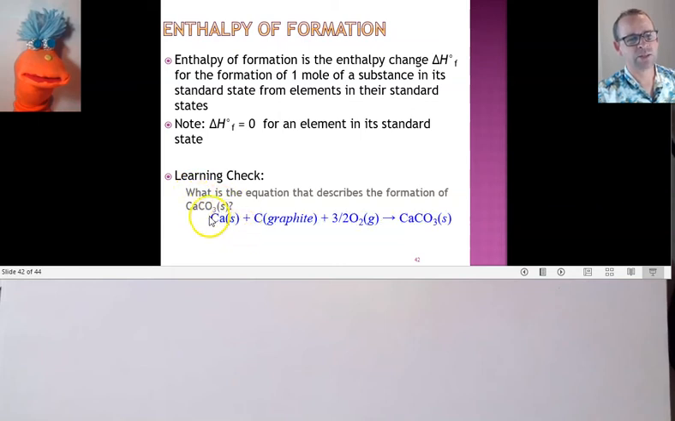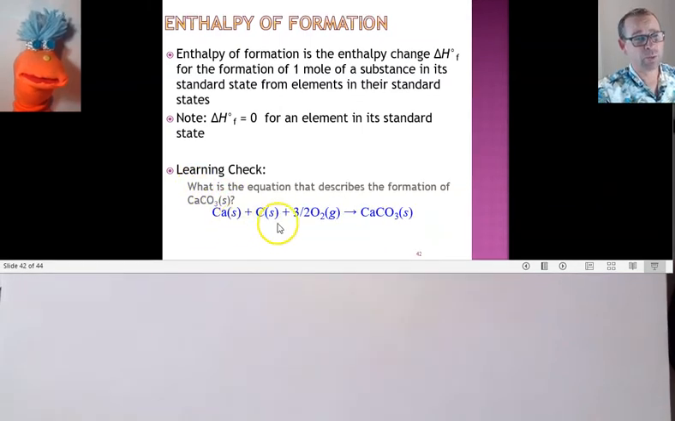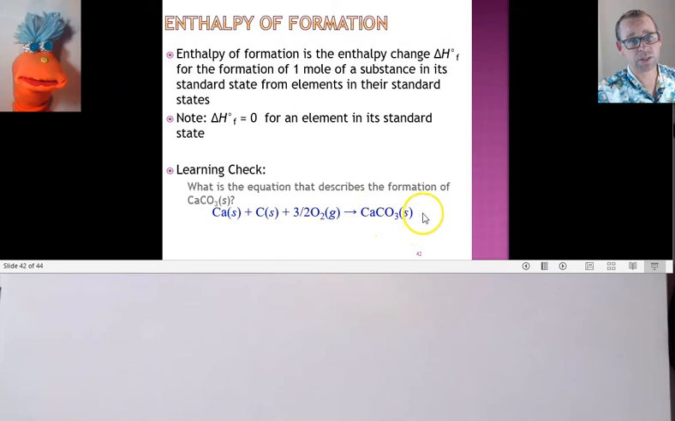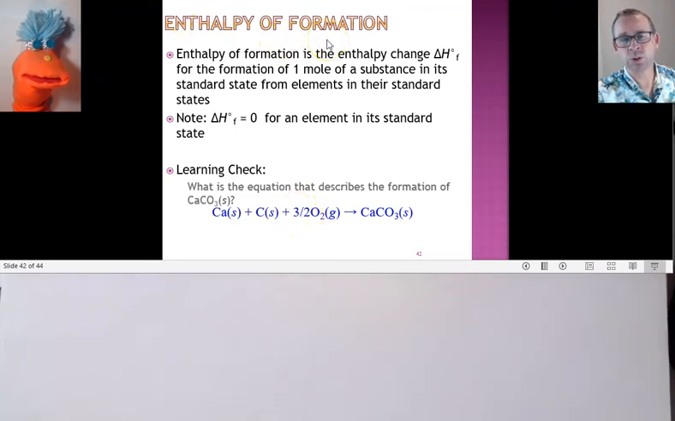So if I want to find out the enthalpy of formation for a compound like calcium carbonate, I just take the calcium, react it with carbon, and react it with oxygen. And I form 1 mole of my species. And that's why you have these fractional coefficients sometimes, because in an enthalpy of formation reaction, you only are forming 1 mole of your material.